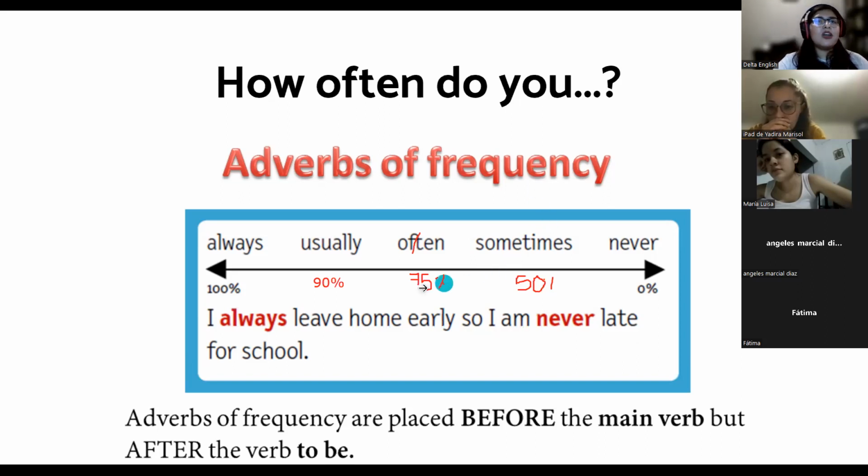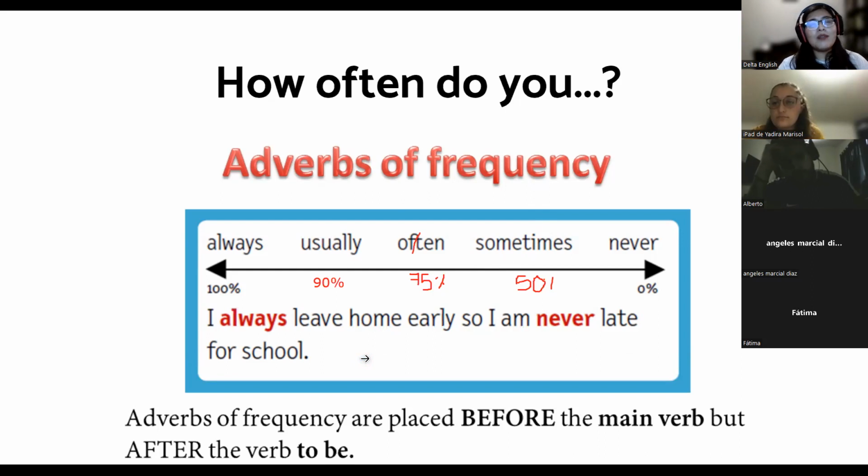Adverbs of frequency go before the main verb. Usually. Usualmente, los adverbios de frecuencia van a ir antes de mi verbo principal. Y digo usualmente porque no es un siempre. Porque hay una excepción. El verbo be. Si yo voy a usar un adverbio de frecuencia para el verbo be, lo voy a poner después del verbo.